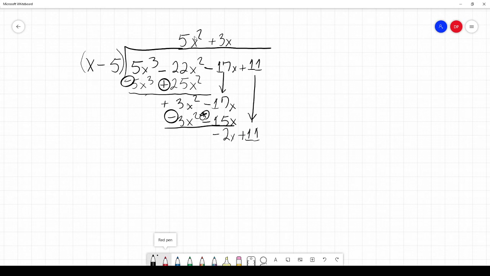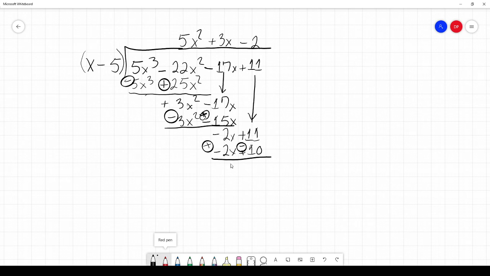Again, I'm looking at x times what is going to give me negative 2x. Well, this is going to be negative 2. So now multiply negative 2 times both terms here, negative 2 times x. Negative 2 times negative 5 is going to give me a plus 10. Now I'm subtracting, so I'm going to change my signs.